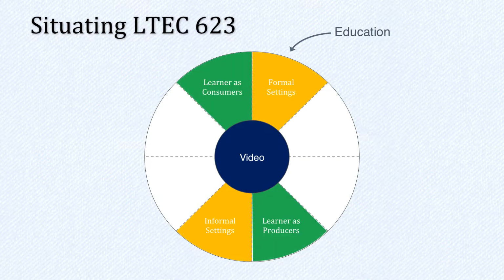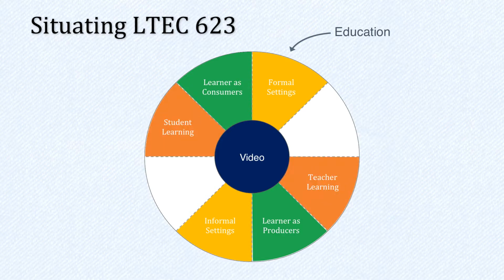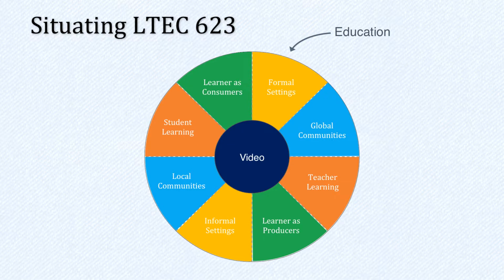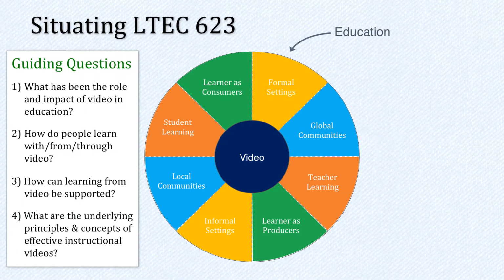Another dimension is how learners are positioned relative to video. Are learners positioned as consumers of other people's videos, or are they positioned as producers of their own videos? We'll also look at the differences in how students and teachers perceive and learn from video. Finally, we'll look at a communal dimension in which we explore how video is being used in education to create local and global communities. To help us explore video from all of these dimensions, we'll often refer to a number of guiding questions throughout the semester.